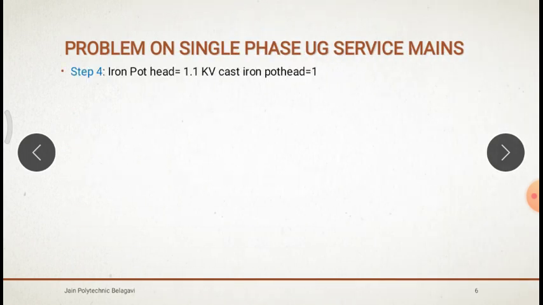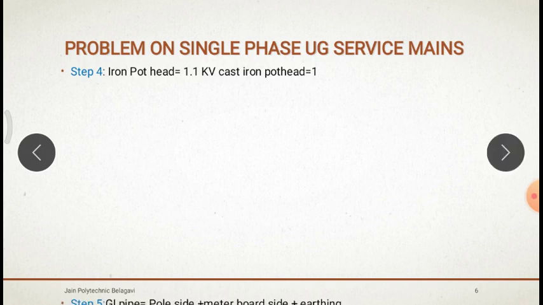Pot head is a 1.1 kV cast iron pot head. I already explained in the previous video what a pot head is, and I showed you some pot head images. It is just a cable box to connect the distribution line to the underground cable. Underground cable will be down, and this is the distribution line that we have to connect. That connection is done in the pot head. So we require a 1.1 kV cast iron pot head.